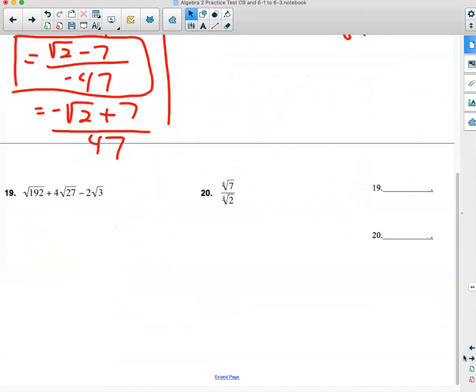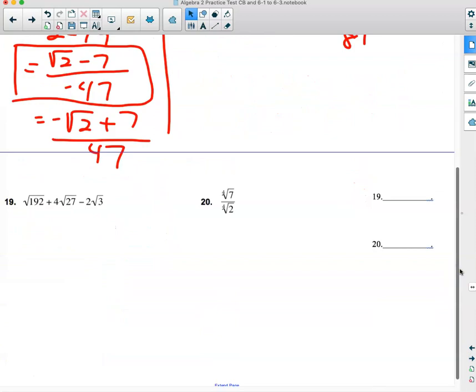Ooh, that looks interesting. Square root of 192 plus 4 square roots of 27 minus 2 square roots of 3. I don't know about you guys, but I like things easy. I'd like to use the educated cheat on this one. Does one of those look like it's as simplified as it can possibly get? Which one? So then I think, well, the only way I'm going to be able to do this problem is if I can write square root of 27 as the square root of 3 times something. Oh, that's 9.